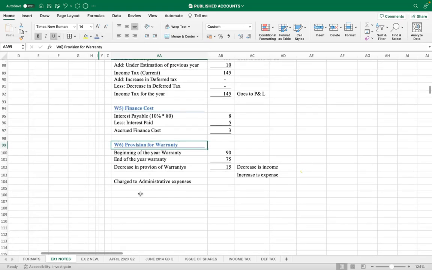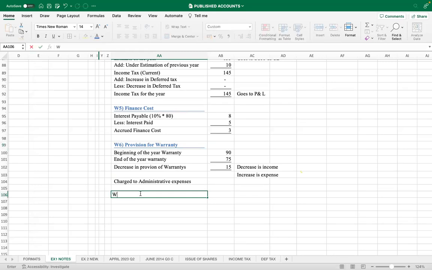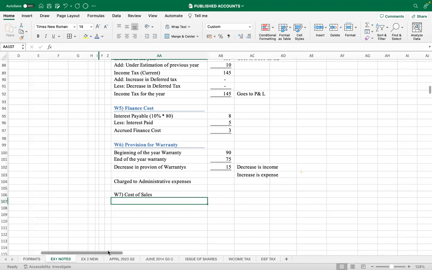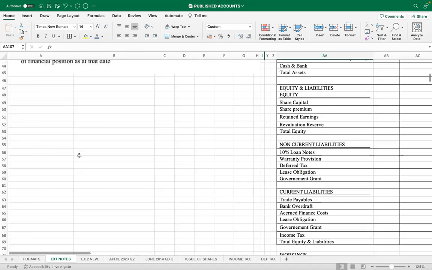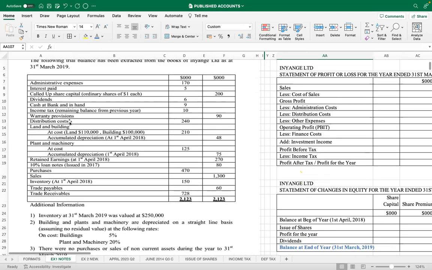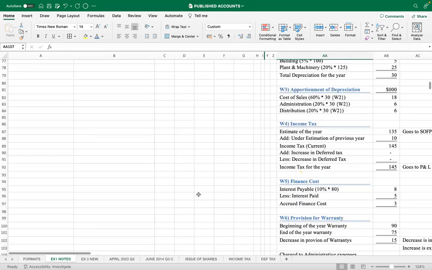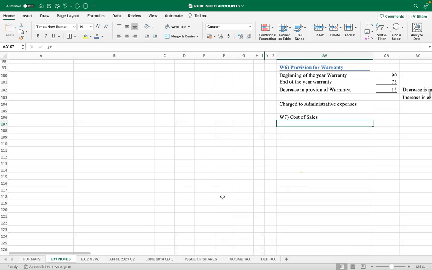Now, there are other workings that we need to know. Working seven, cost of sales. You'll always have it, cost of sales. Because we said you don't list cost of sales, you do workings, it's only the final answer which you take to the income statement. Were we given cost of sales in the question? No, we were not given in the trial balance, so we calculate it.